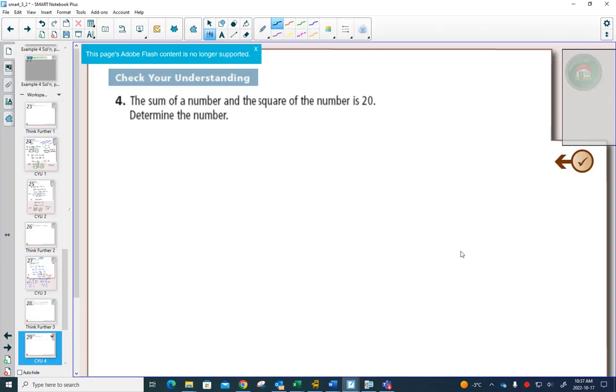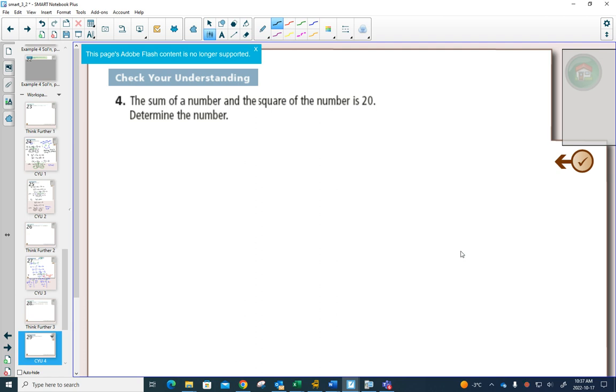The last example is the same as the examples we've done so far, but instead of giving you equations with variables, they just give you words. The sum of a number and the square of a number is 20. Can you take those words and change them into an equation?